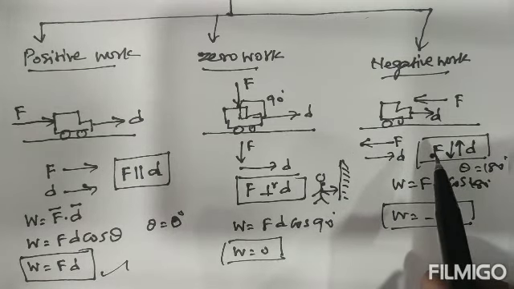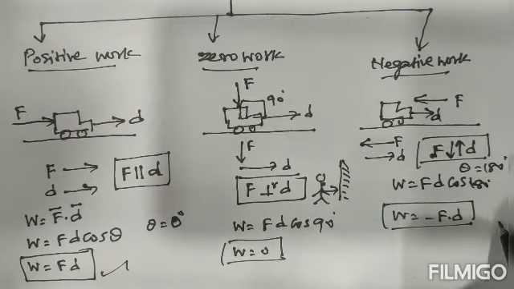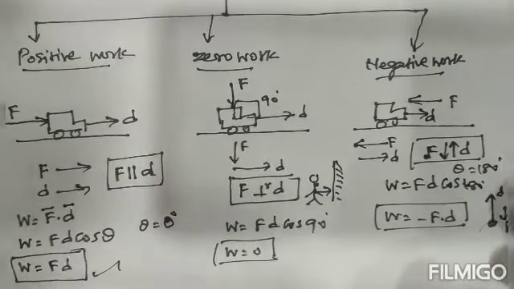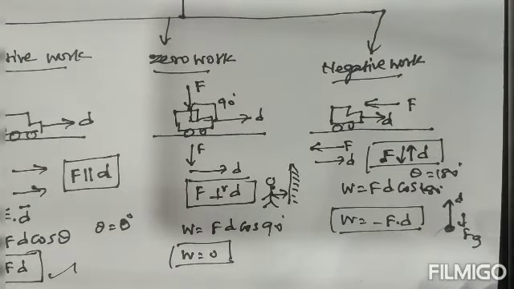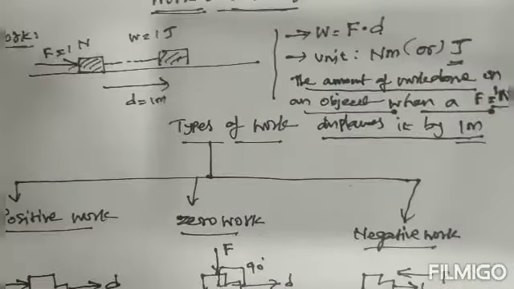Okay, for example, one more example. Suppose let us take one stone, you throw it in the upward direction. Actually the displacement is in the upward direction, but the gravitational force is acting in the downward direction. So the displacement is upward, then gravitational force is acting downward. So this is also an example for negative work done. Okay students, so now you know the different types of work.